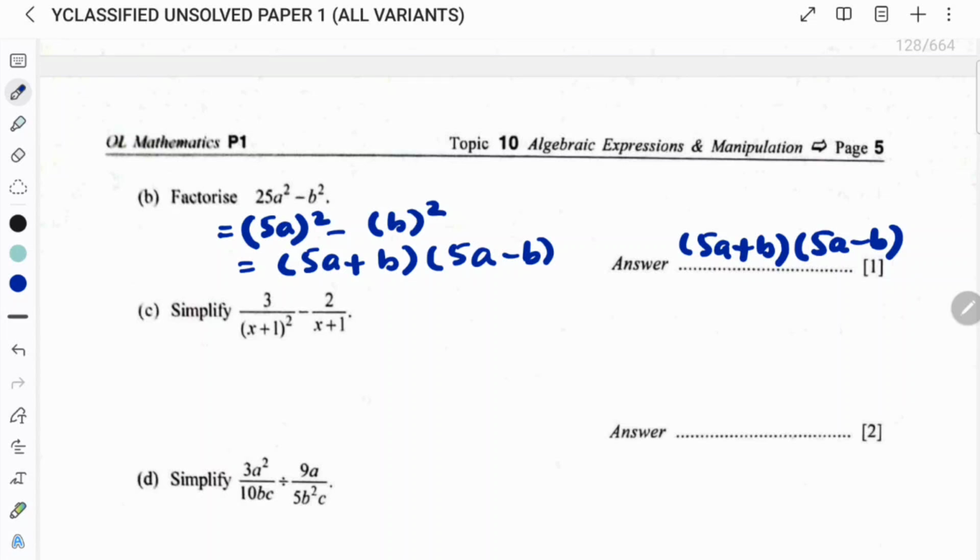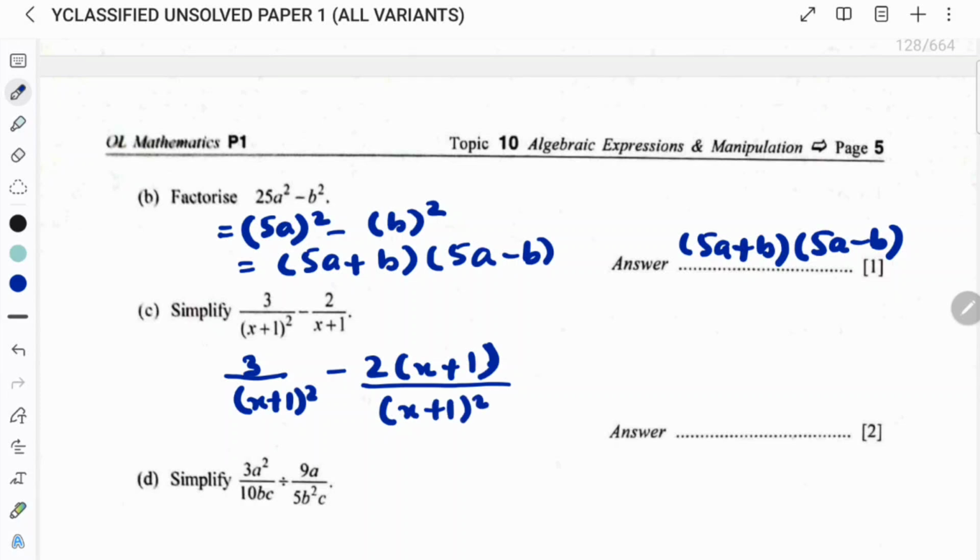Now the next part in this question, we are having 3 upon x plus 1. So x plus 1 whole square is our LCM. Alright, so the second fraction we'll multiply with x plus 1. So 3 upon x plus 1 whole square minus 2 into x plus 1, and that will also be over x plus 1 whole square. Alright, so we are going to just simplify. So that is 3 minus 2 times x plus 1 upon x plus 1 whole square.